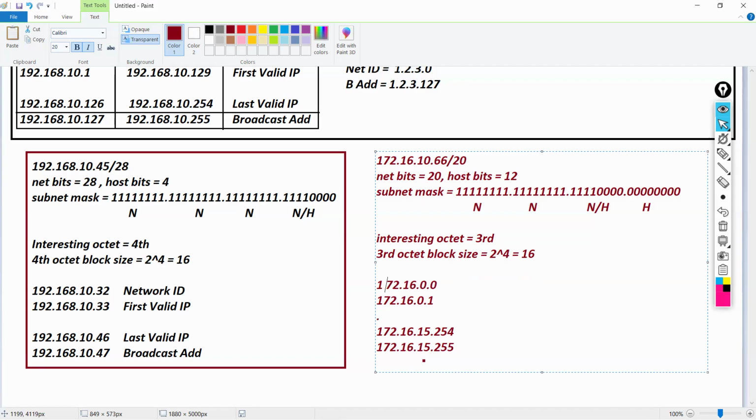Understood? Just your method should be correct, and your focus should always be on the interesting octet. Other than that, nothing is required.